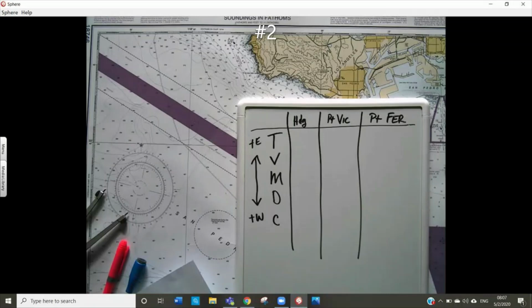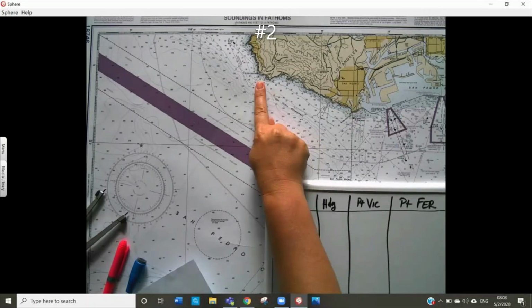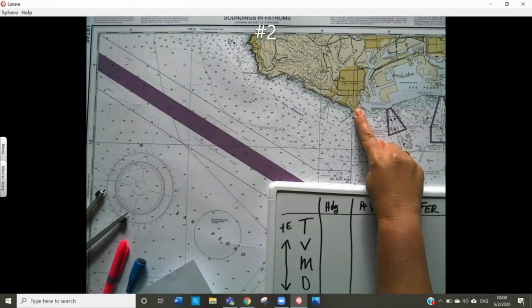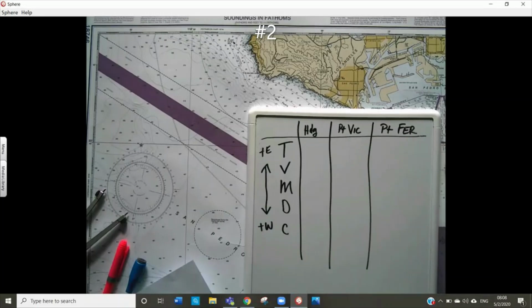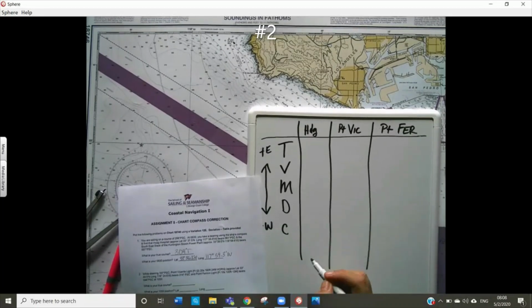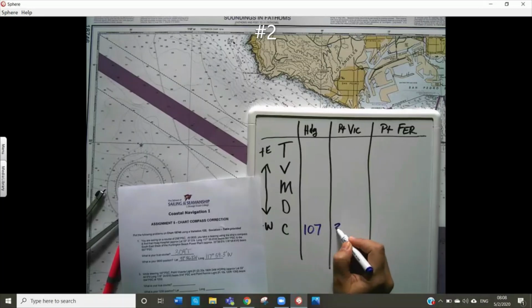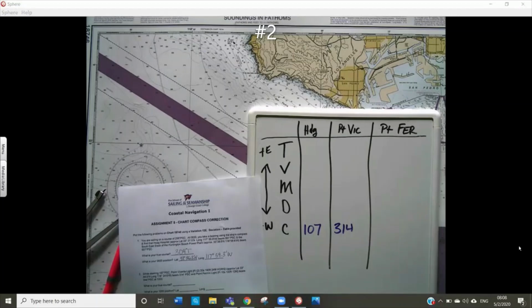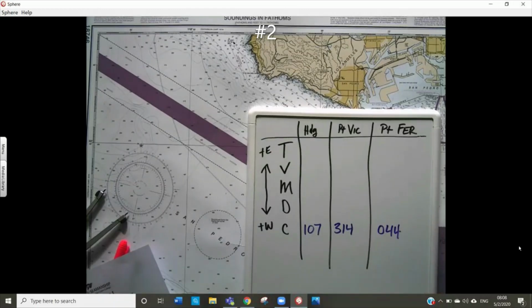We have, while steering 107 PSC, Point Vicente light, that's up here, bears approximately 314 PSC, and Point Fermin, right here, bears 044 at 12 o'clock. So I'm going to do my conversions to true because they gave it all to us in PSC. So we have the heading of 107, Point Vicente at 314, and Point Fermin at 044. So we need to convert this to true in order to put it on the chart.